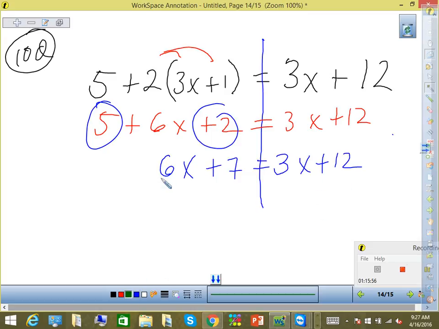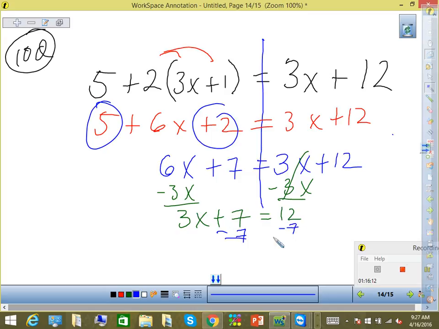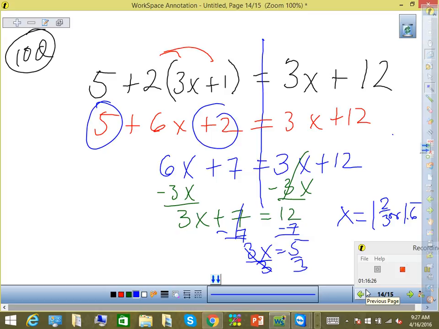All variables to one side. What is the smallest variable? 3x. Subtract 3x, subtract 3x. 3x plus 7 equals 12. Minus 7, minus 7. 3x equals 5. Divide by 3. x equals 1 2/3, or 1.6 repeating. Hands if you got that.